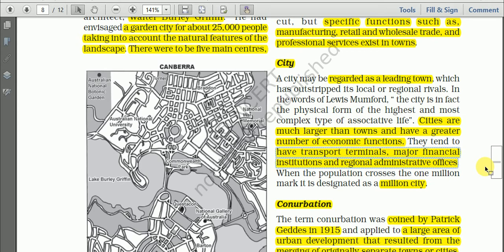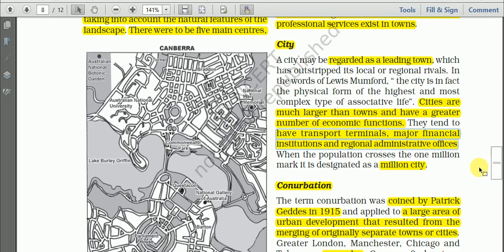Then see here, when the population of a city crosses the 1 million mark, it is designated as a million city. It will be discussed later also. If the population has reached 1 million, that is 10 lakhs, we call it a million city. So this is about the important features of a city.